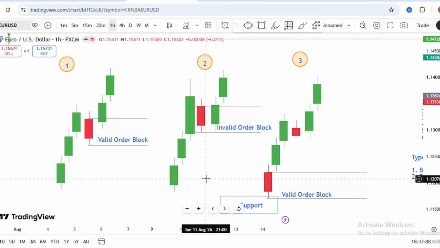Number 2, ignoring market structure. Number 3, not waiting for displacement. And number 4, using order blocks without liquidity context.